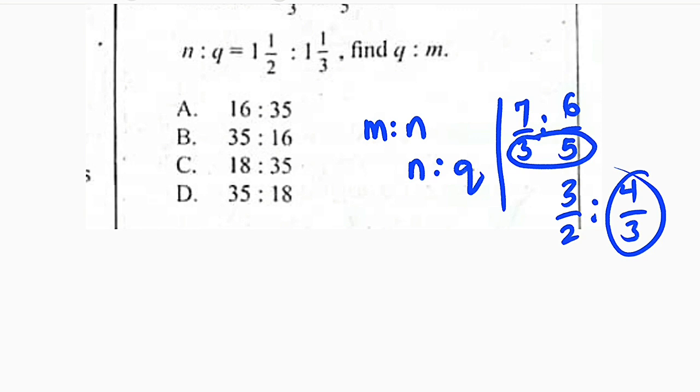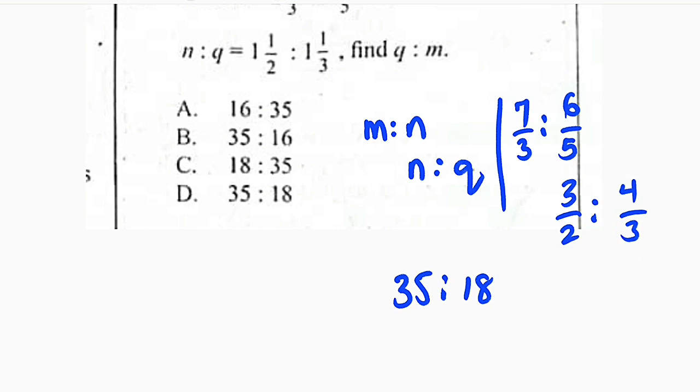So let me start by doing something nice. The LCM between 3 and 5 is 15. So let us multiply this and this by 15. If you multiply this by 15, 3 will divide 15 5 times, and 5 times 7 is 35. To what? Multiply this by 15, you have 5 into 15 is 3, and 3 times 6 is 18. Then you come down to the other ratio. The LCM between 2 and 3 is 6. 2 divides 6 is 3, and 3 times 3 is 9. 3 divides 6 is 2, and 2 times 4 is 8.